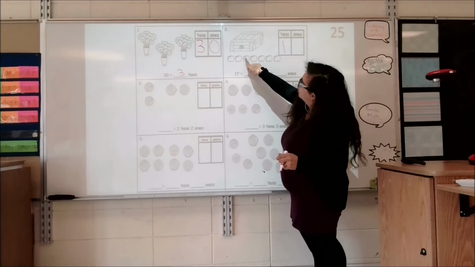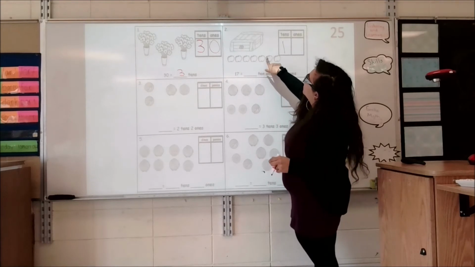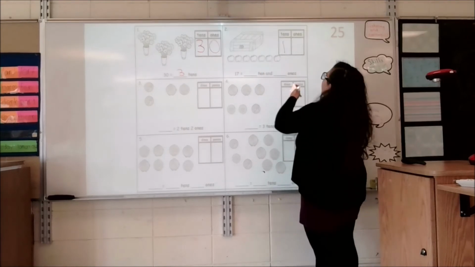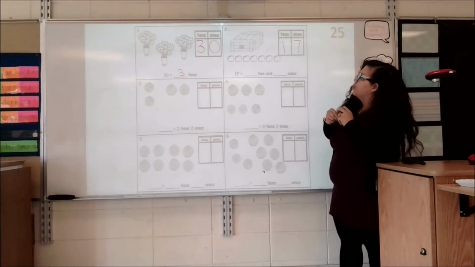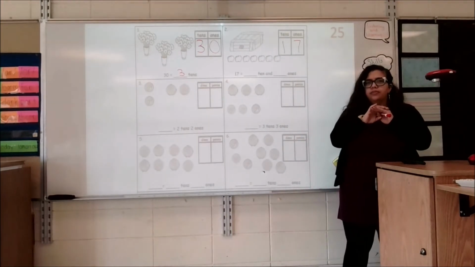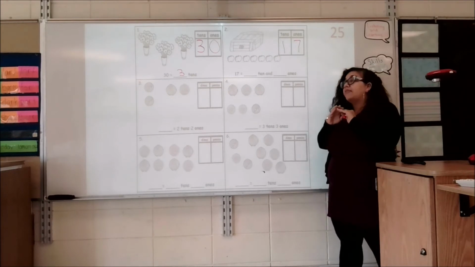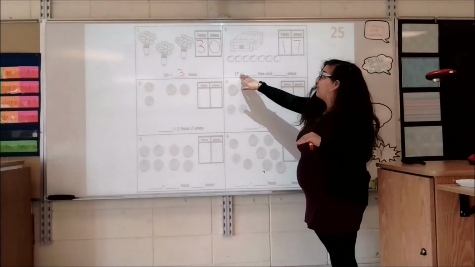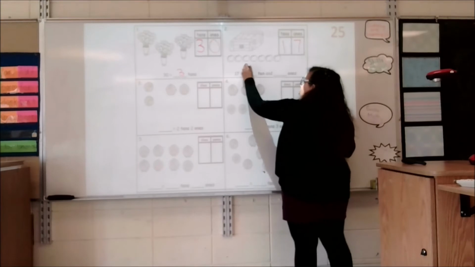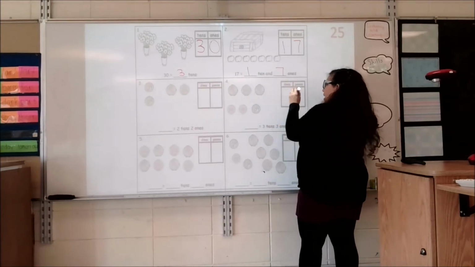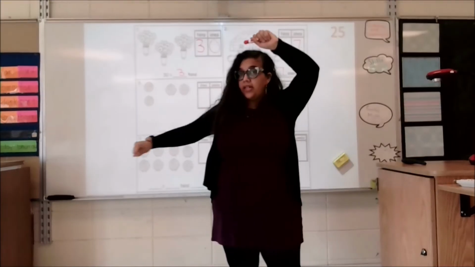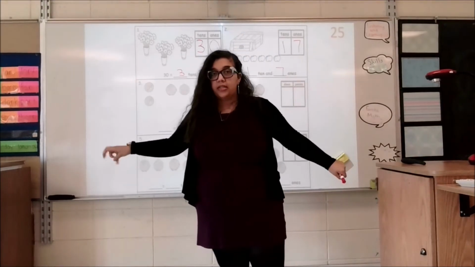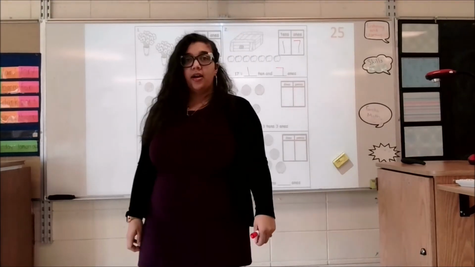1, 2, 3, 4, 5, 6, 7. Good. 7. So now, what is our total number of apples? 17. Excellent. So 17 is equal to 1 ten and 7 ones. 17 is equal to 1 ten and 7 ones. Good job.